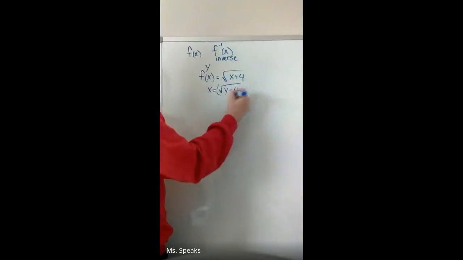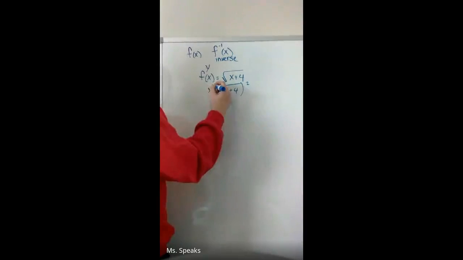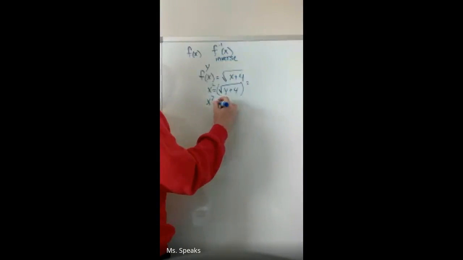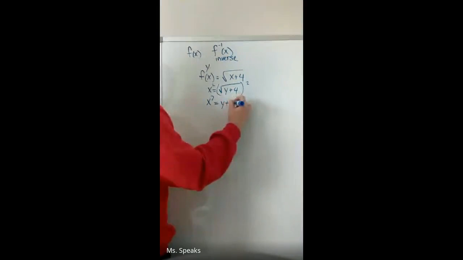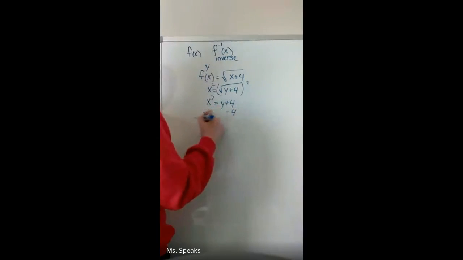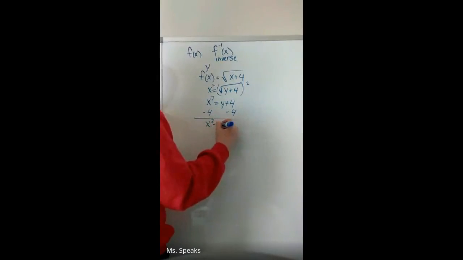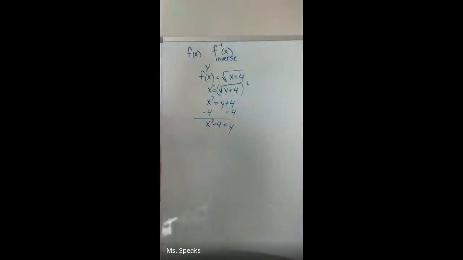I can get rid of this square root by squaring both sides. So x squared equals y plus 4. And then move that 4 over. x squared minus 4 equals y. That is my inverse. All right.